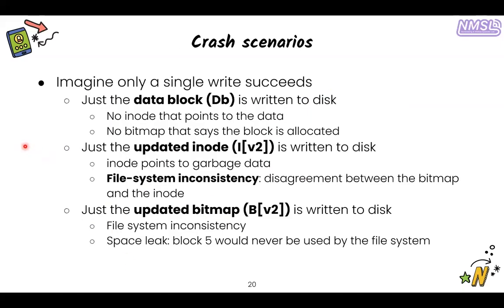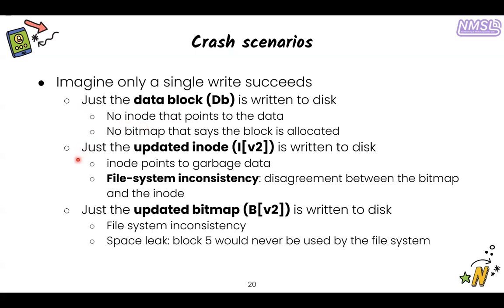So, crash scenarios. We have, again, 3 writes. Let's consider the case where only one of those 3 writes made it through. There could be 3 different scenarios. One, the data block is written, but not the updated inode or bitmap. The data block gets written, but there will be no inode that actually points to the data, and no bitmap that says the block is allocated. So this is a problem.